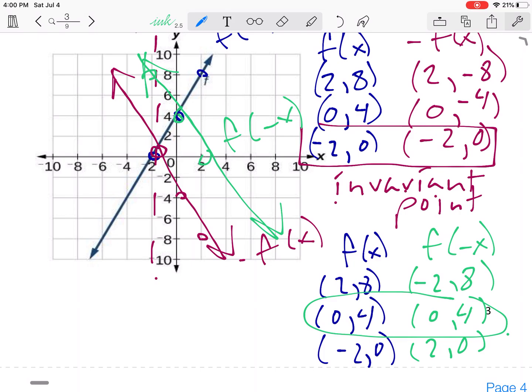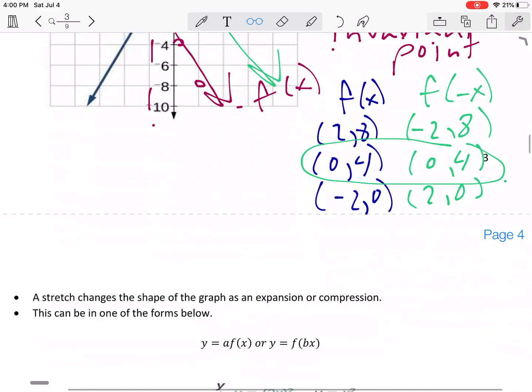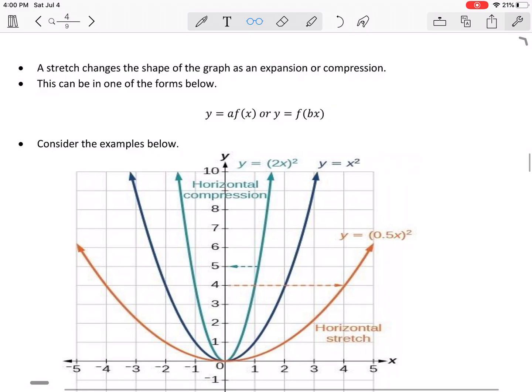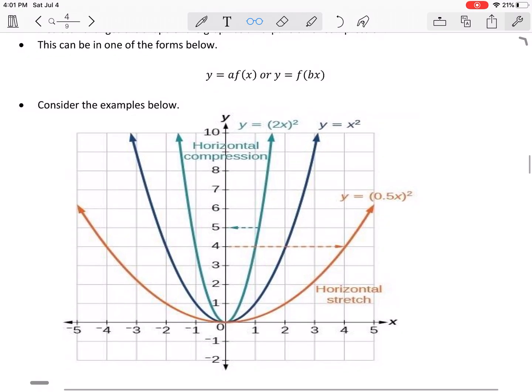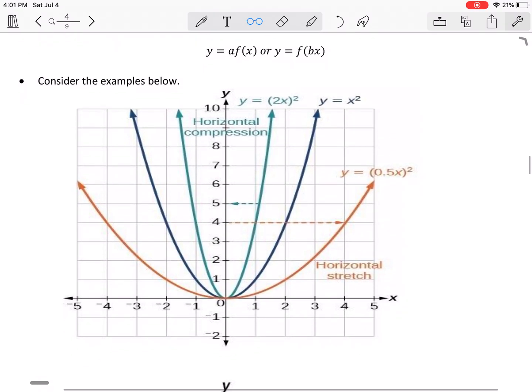Now, so this is looking at reflection. The other thing that we can do is talk about stretching functions. A stretch would consist of either an expansion or a compression. How this would work is either a multiplication in front of the function or a multiplication of the x value. So that's what you see at the top here.